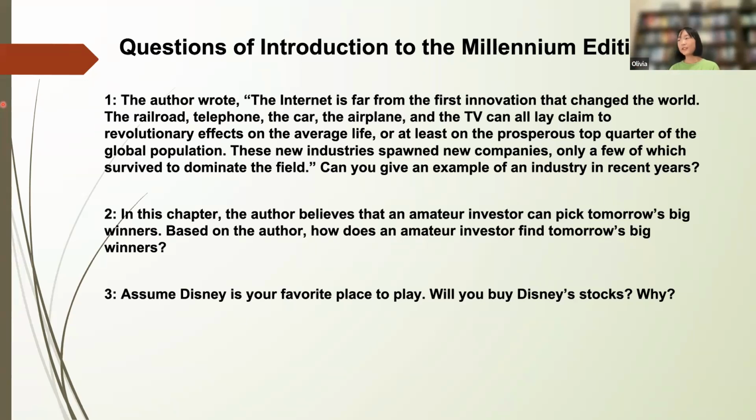In this chapter, the author believes that an amateur investor can pick tomorrow's big winners. Based on the author, how does an amateur investor find really big winners? Does anyone have any answers to this? So how does an amateur investor find tomorrow's big winners?